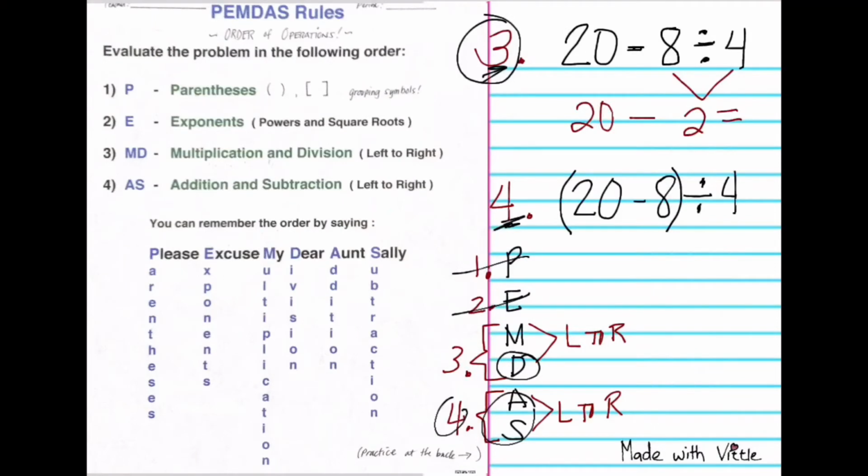Therefore, the answer will be 20 minus 2 is 18. Now let's find out if item number 4 will have the same answer. This time it has a parenthesis, and what's inside the parenthesis must be done first, and that is 20 minus 8. So we're doing the first step, which is parenthesis. 20 minus 8 is 12. Now bring down the rest of your expression.